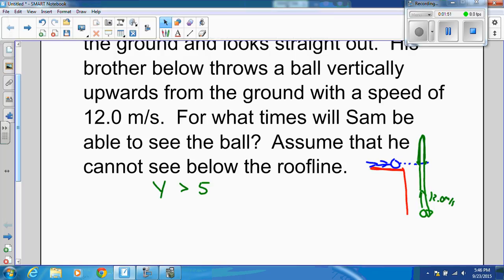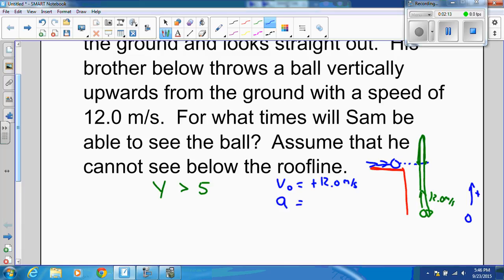So let's come back over to our diagram, and let's slap a reference frame on it. Makes sense to put 0 on the ground and have up be the positive direction. So if we do that, then immediately we have an initial velocity of plus 12 meters per second. And of course, gravity pulls straight down with an acceleration of negative g. And the initial height is 0 meters.